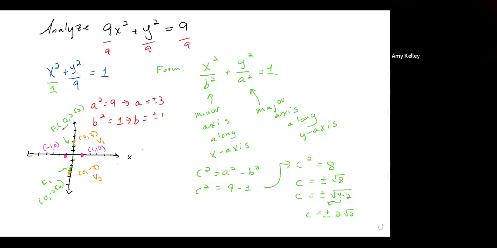All right, then from here, we would just complete the graph. All right, so again, something like this. And the graph meets up at each vertex. Here, the foci are inside. So right here and right about here.